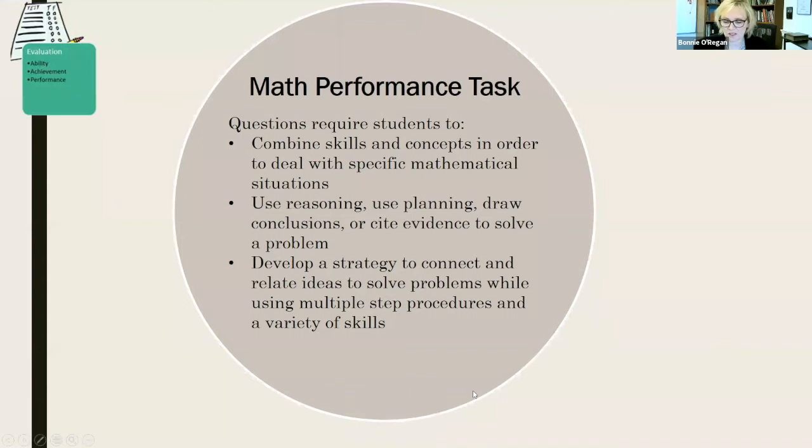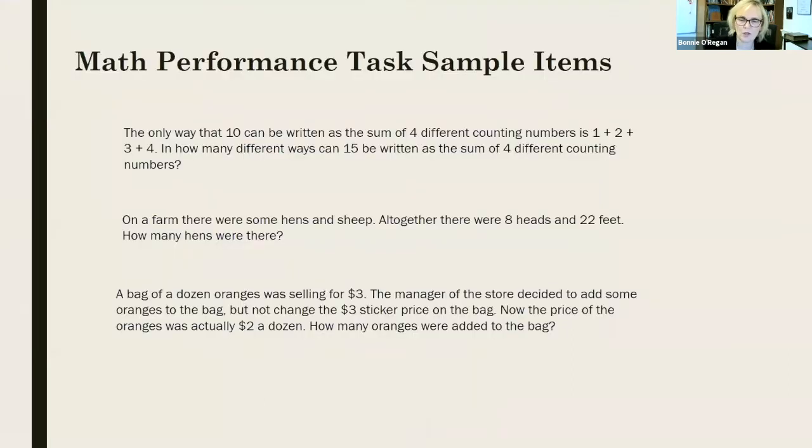In the math performance task, what the students are doing is combining the skills and their reasoning in order to develop a strategy and do non-routine questions. So here's three samples. The only way 10 can be written as a sum of 4 different counting numbers is 1 plus 2 plus 3 plus 4. How many different ways can 15 be written?